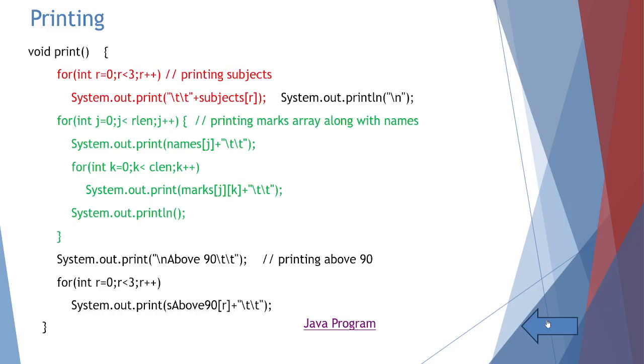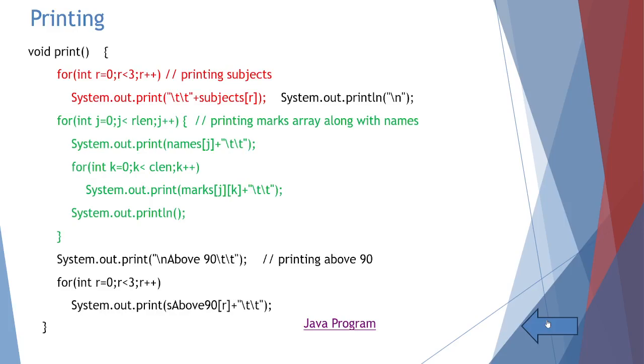Go to the next slide. Then a nested loop to print marks as well as names of j in the outer for loop. So first of all, names of 0 will be printed and marks of jk. We are accessing all the first student's marks, then second, then third, and so on and so forth. Then println, go to the next slide. Then the above equivalent to 90 message, and then S above 90 of i in the for loop. 3 times we will print.